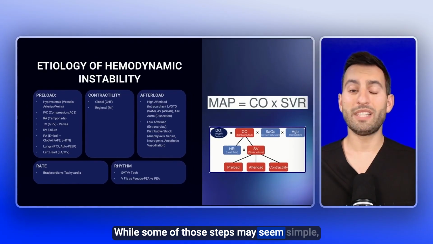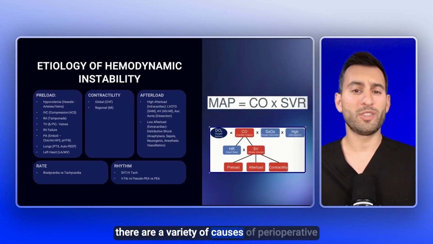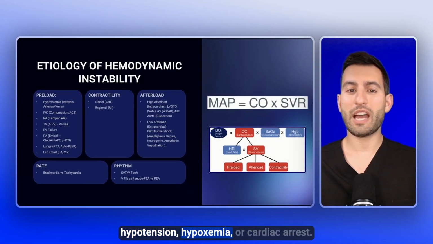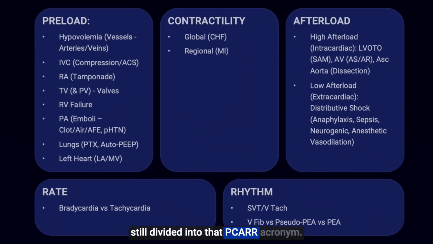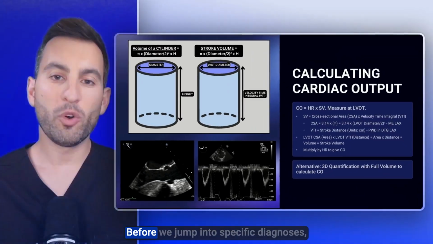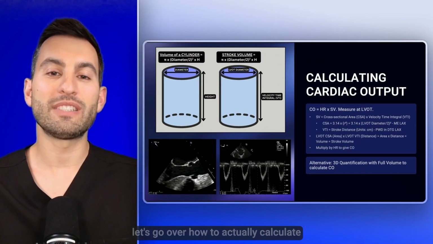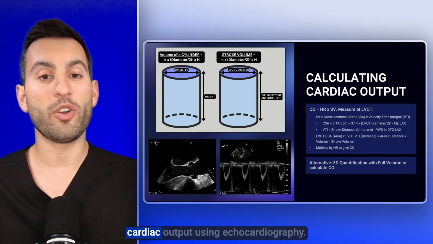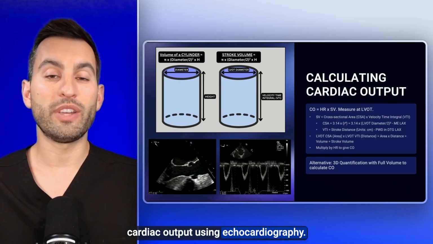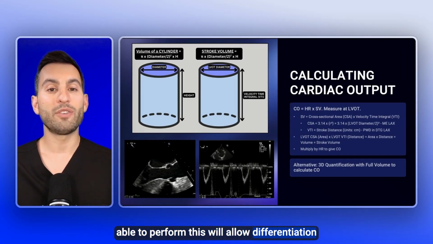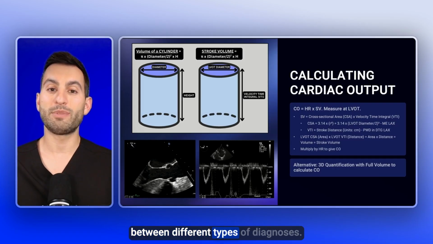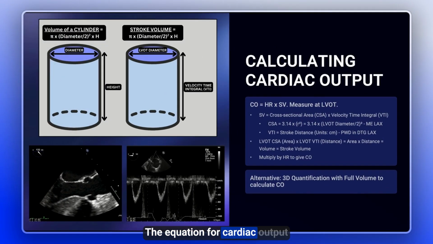While some of those steps may seem simple, there are a variety of causes of perioperative hypotension, hypoxemia, or cardiac arrest. You can see the list here that they are still divided into that PCAR acronym: preload, contractility, afterload, rate, rhythm. Before we jump into specific diagnoses, let's go over how to actually calculate cardiac output using echocardiography. This is an important skill to have, as being able to perform this will allow differentiation between different types of diagnoses. The equation for cardiac output is heart rate times stroke volume.